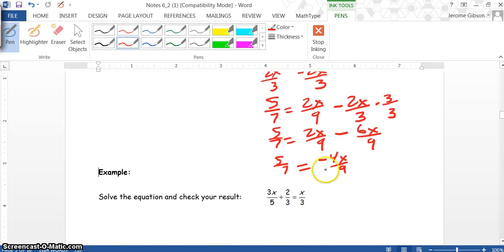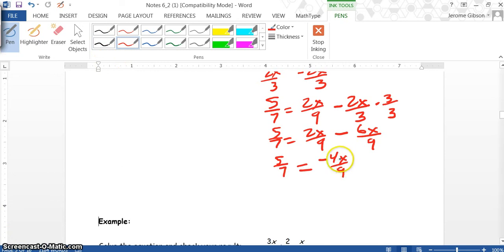Now, again, we're trying to get x all by itself. So we will multiply it by the reciprocal of a negative 4/9, which is a negative 9/4. So this will give us negative 45 over 28 is equal to x. And this is the final answer.